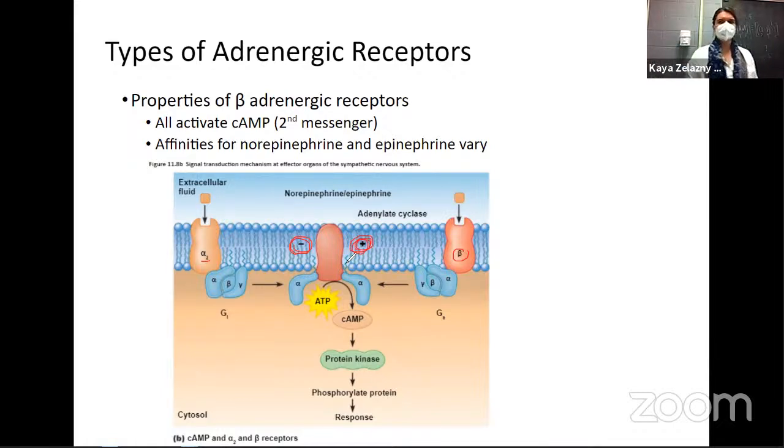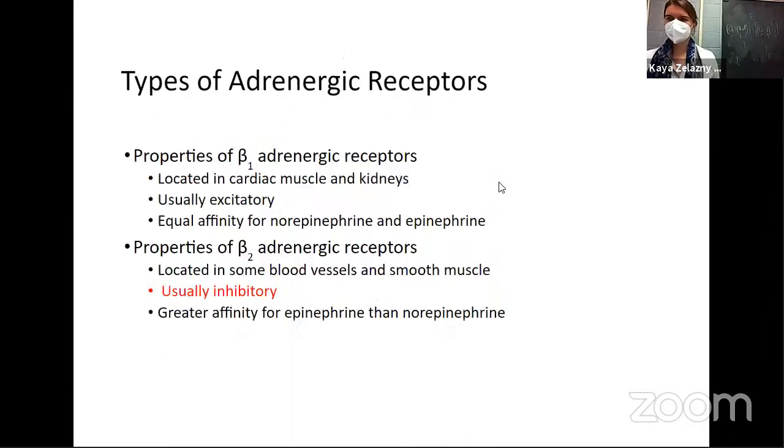Something that is going to vary between our beta adrenergic receptors is their affinities for norepinephrine and epinephrine, a little bit of a difference in their location, and a little bit of a difference in whether they're excitatory or inhibitory. So for our beta 1 adrenergic receptors, we're going to find them in the heart, and we're going to find them in the kidneys. They're going to be excitatory, so they're going to cause depolarization.